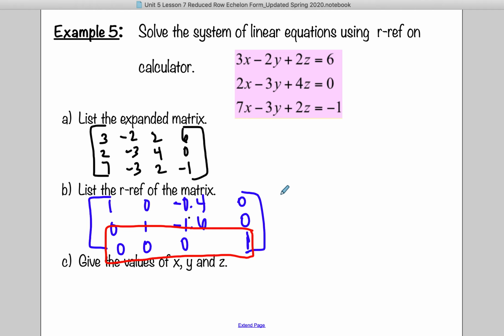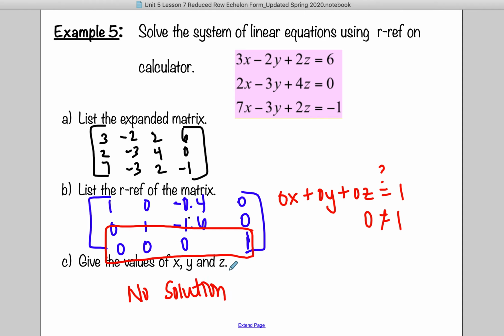What this is saying is 0x plus 0y plus 0z equals the number 1. 0 plus 0 plus 0, does 0 equal 1? It does not. Okay, so that is not true. So what would our solution for this one be? This would be a no solution. Okay, so that would be your answer for that one.